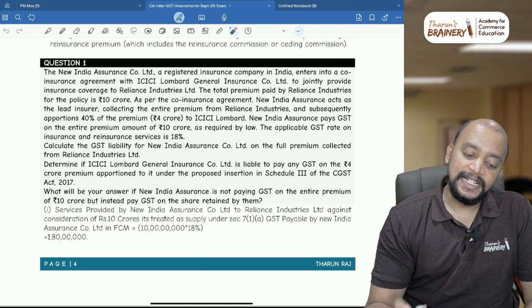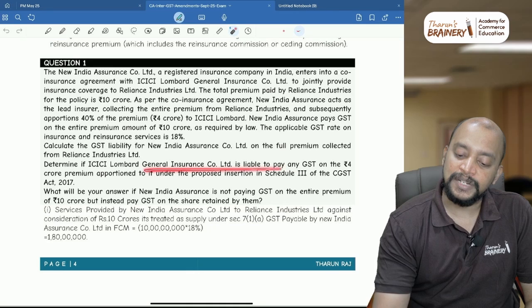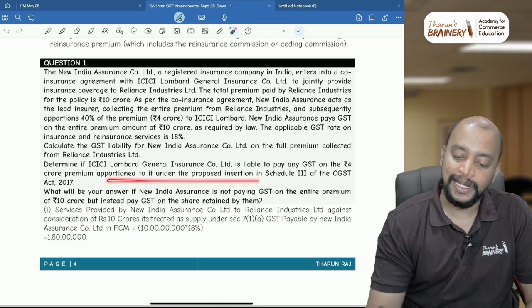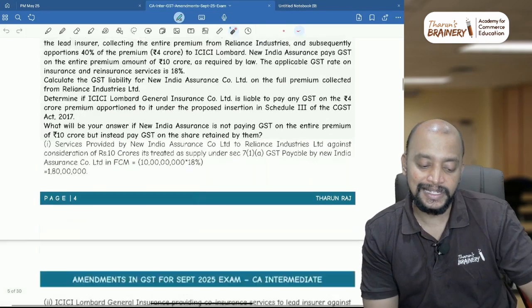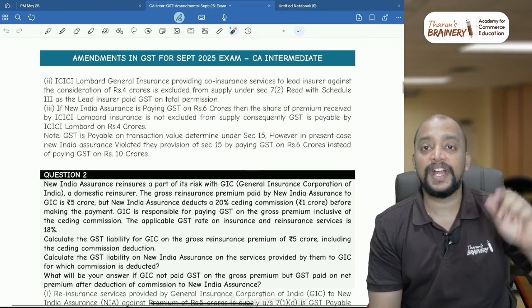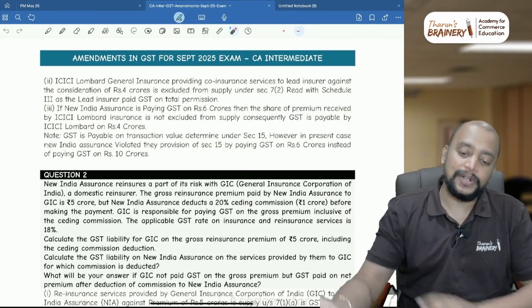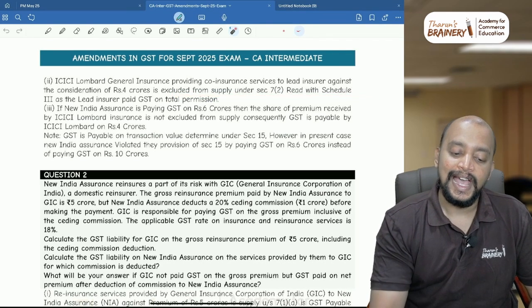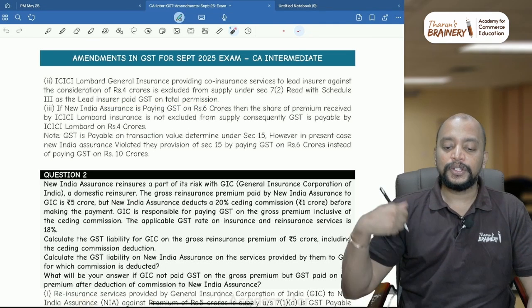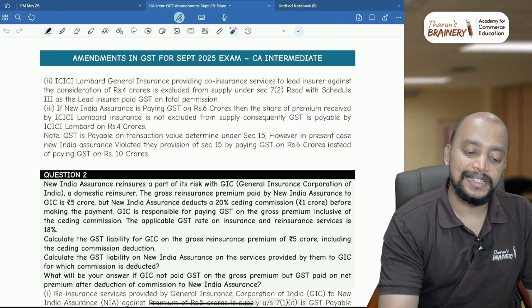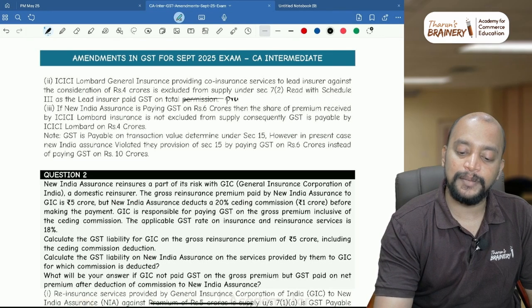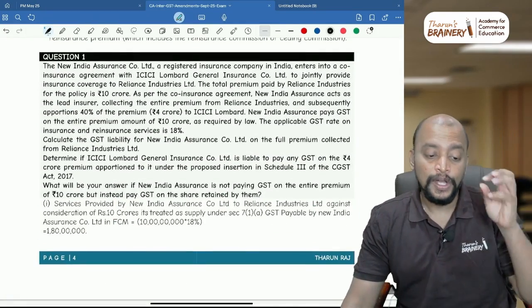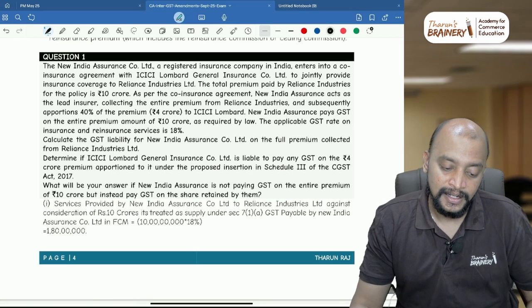Then determine if ICICI Lombard General Insurance Limited is liable to pay any GST on the 4 crore premium apportioned to it. No, they are not required to pay any GST. ICICI Lombard General Insurance providing co-insurance to lead insurer against a consideration of 4 crores is excluded from supply as the lead insurer paid GST on the total premium. So due to that reason there is no GST here. Next, on whom? On New India Assurance. That is the second part.